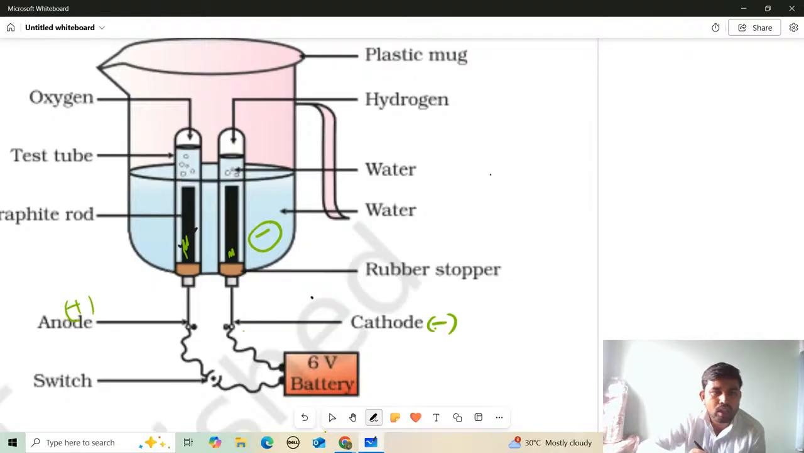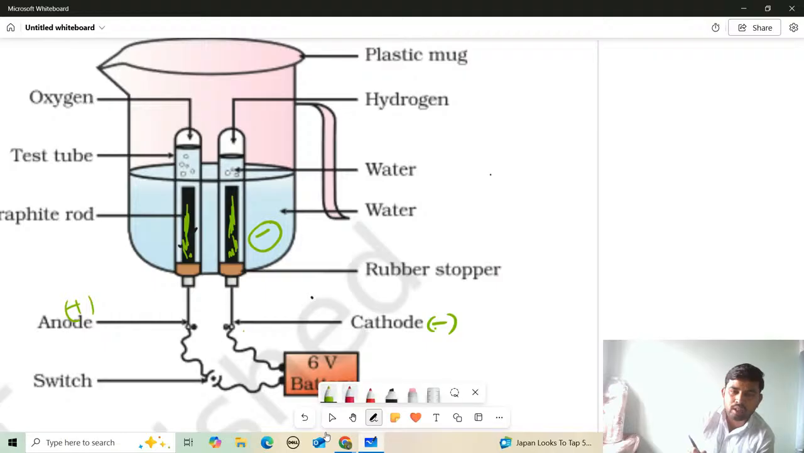Now see, two electrodes are there. Then they took the water here because we are doing the decomposition of water by supplying electricity. Here there is a battery and a switch, and two test tubes are kept inverted upon the electrodes. Inverted means reverse. So let me write the reactions taking place here.